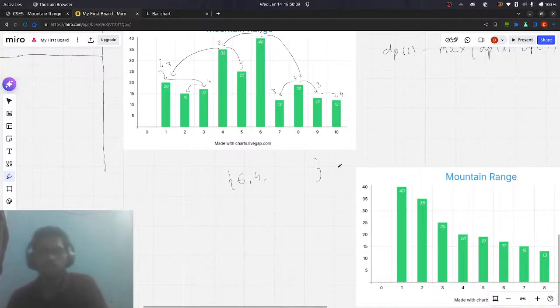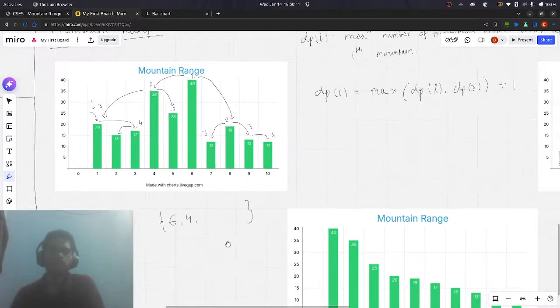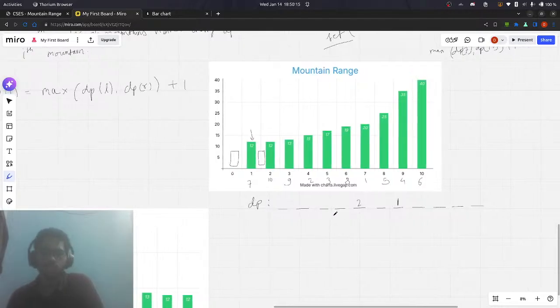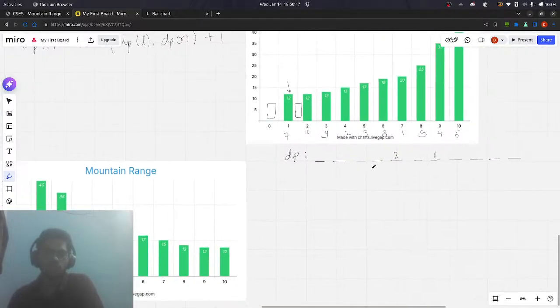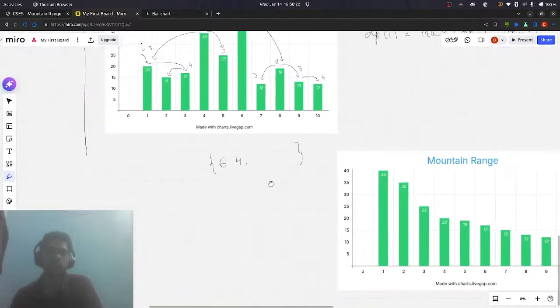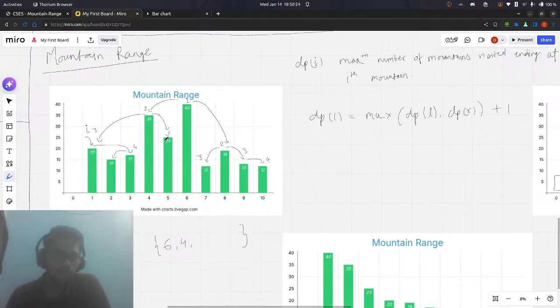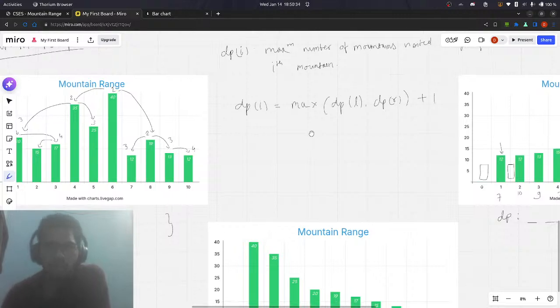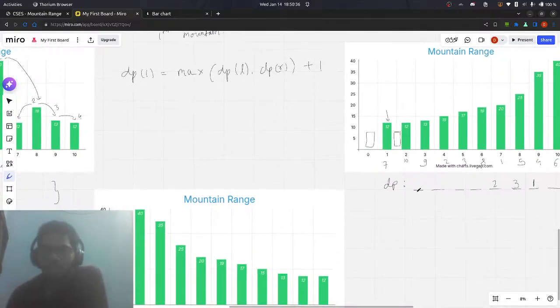What is the upper bound, what is the lower bound? Both are present here. So it will be 1 and 2, maximum of which is 2 plus 1, so it will be 3. So 25 will be 3, and it makes sense because the maximum number of mountains that you can reach ending at 25 is 3 only, because in 3 hops, or basically 3 mountain visits, we can reach 25. So that makes sense.